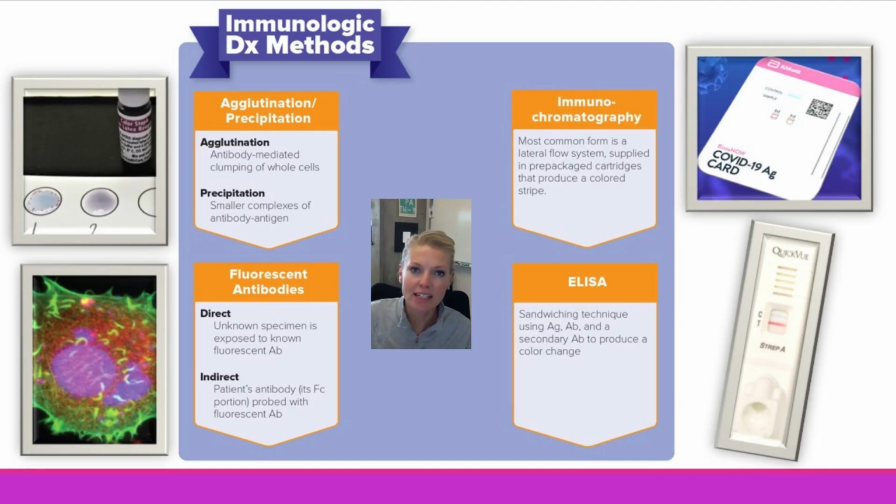The next category of tests that we're going to talk about that can be used to diagnose infectious disease are immunologic methods. We can also call these serologic methods. This is going to include anything that's going to utilize the power of antibody-antigen interaction. And so things like agglutination, precipitation reactions, we can do fluorescent tags on antibodies, we can do lateral flow assays or immunochromatography work, as well as ELISAs. And so we'll look at each one of these in a little bit more detail throughout this lecture.